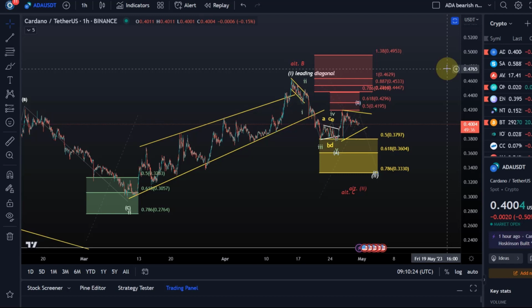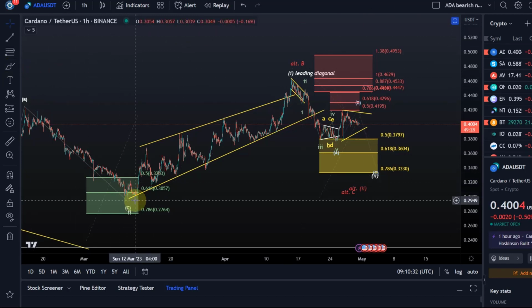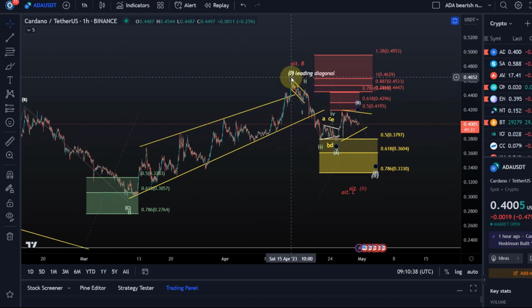The situation is largely unchanged. Actually, it is unchanged. But still, it's a quick update. So we still have the situation as presented in previous videos that we rallied off the 10th of March low to the 15th of April high in a leading diagonal.